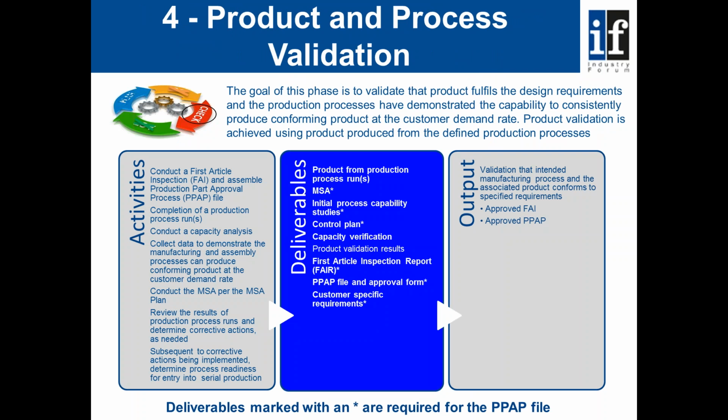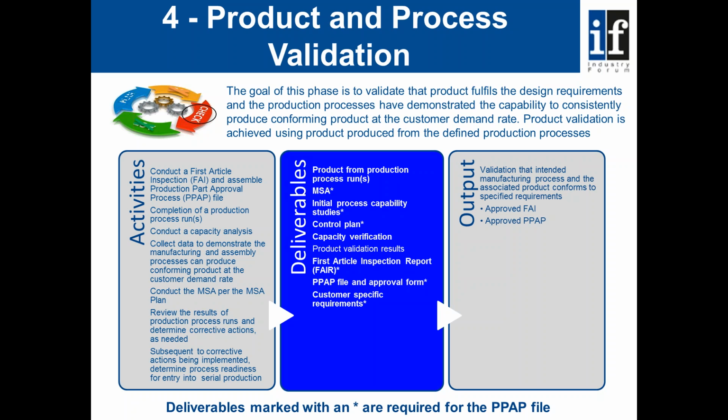We've now moved on to step 4, and step 4 is the product and process validation. So it's at this point that we actually apply the acid test as far as our product design and our process design. So the goal of this phase is to validate that the product fulfills the design requirements and the production processes have demonstrated the capability to consistently produce product conforming to the customer requirements at the customer's demand rate. Product validation achieved using product produced from the defined production processes.